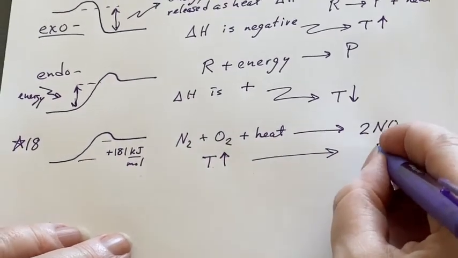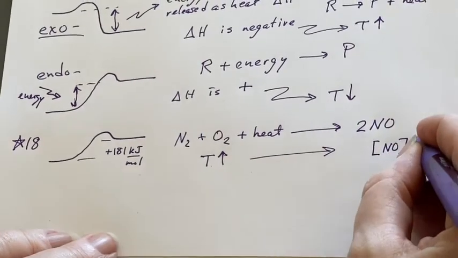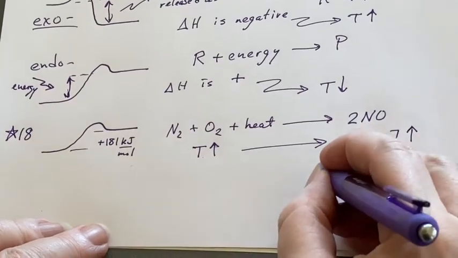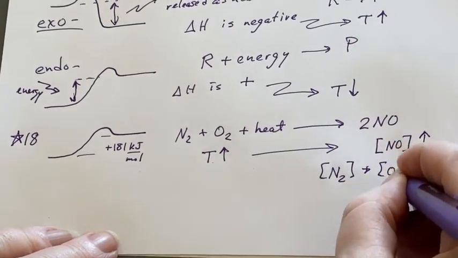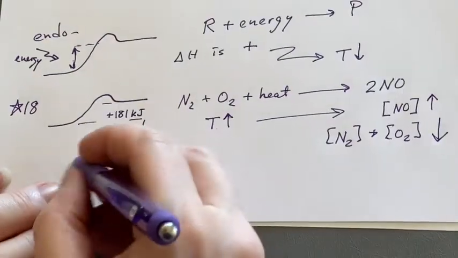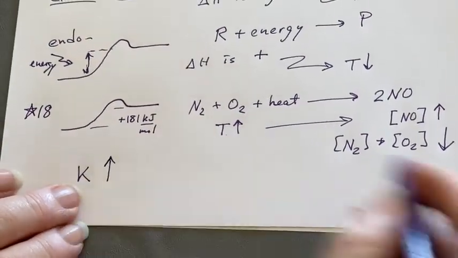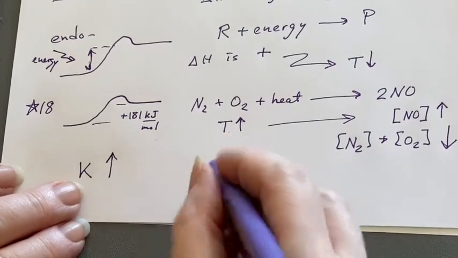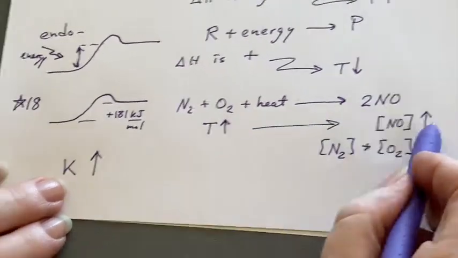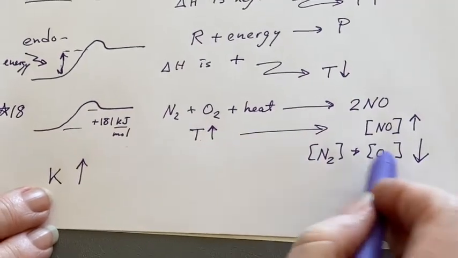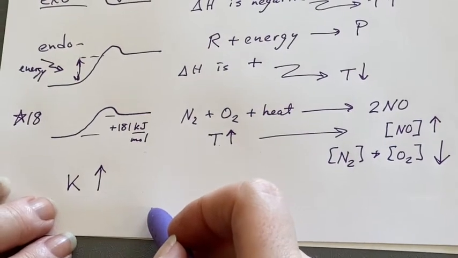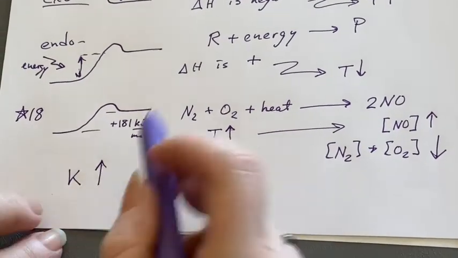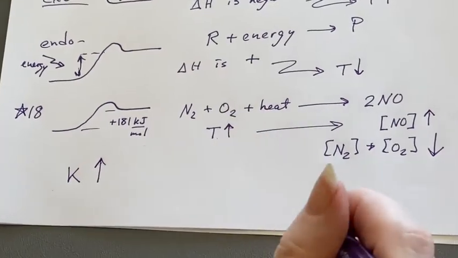So that means I can expect the concentration of nitrogen monoxide to go up. I can expect the amount of nitrogen and the amount of oxygen to both go down. That means K must be going up, because remember, K is the products over the reactants, and the number for the products is going up, the number for the reactants is going down. So I'm increasing the numerator and decreasing the denominator, both of which will make K want to go up. So I know that this is going to change K to positive.